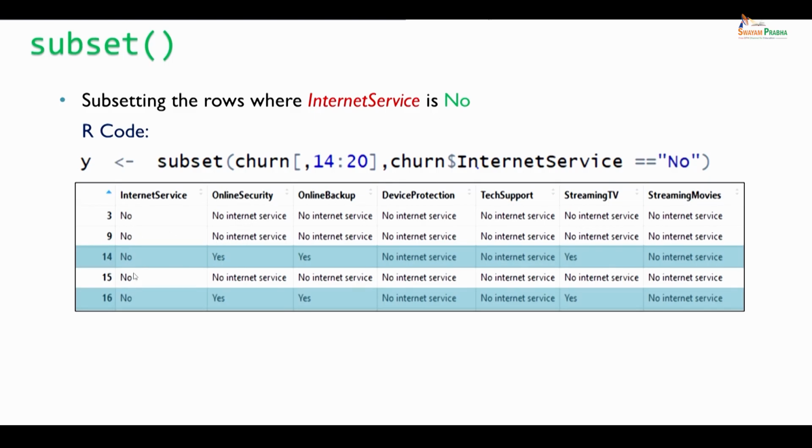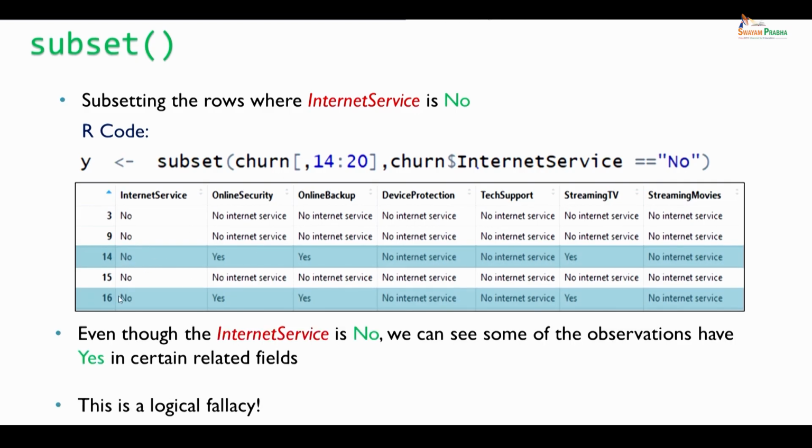Here you can see some of the observations that fall under the subset y. Under the internet service, wherever you have no, ideally all the allied internet services should be no internet service. But you can see the highlighted rows where even though the internet service is no, some of the observations have S in certain related fields. Here in the 14th observation I have internet service as no, but I have online security, I have online backup and I have streaming TV. So, this is a logical fallacy, right?